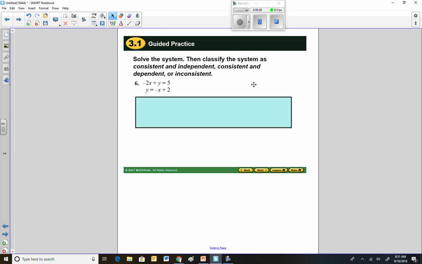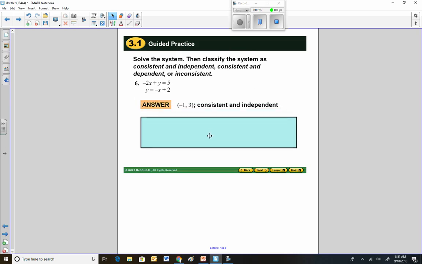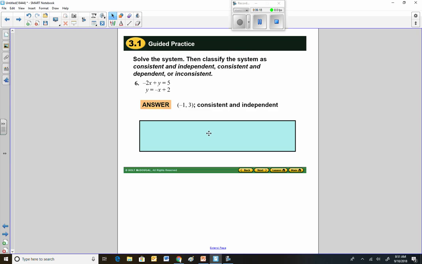Well, let's graph these two lines and see what they are. Pause your video, give it a try. Welcome back, and look at this. They are consistent and independent. They will intersect only in one point, and that point is at -1, 3.